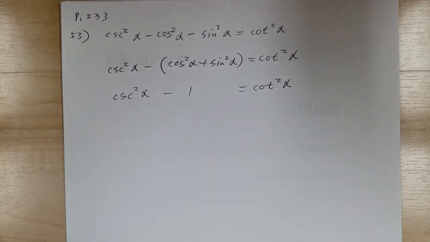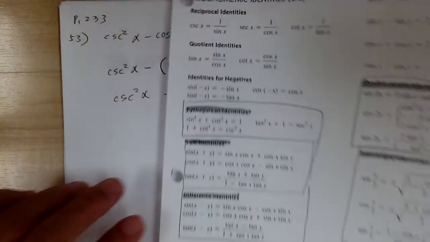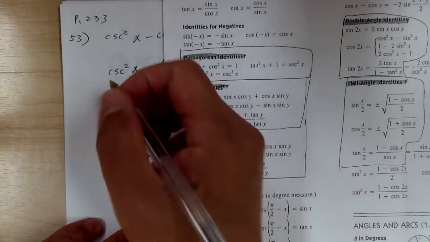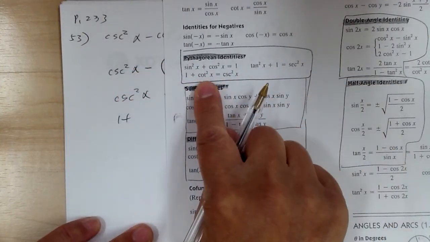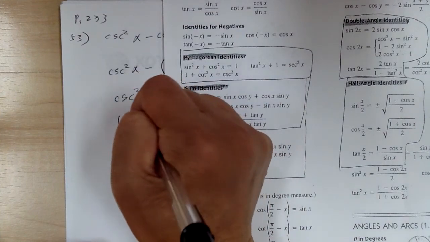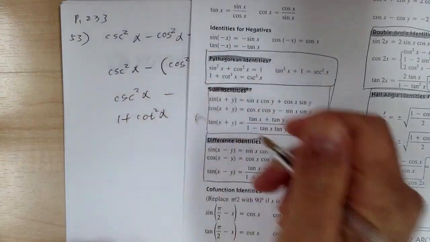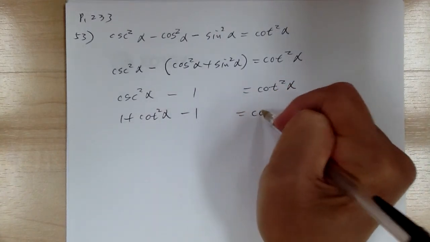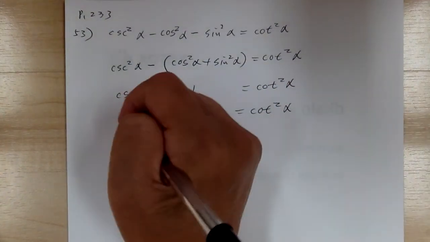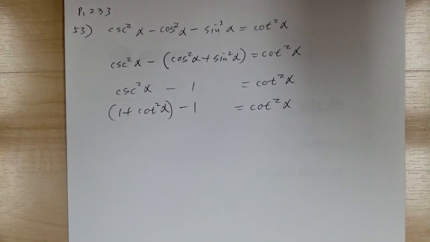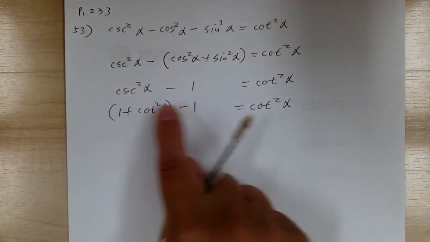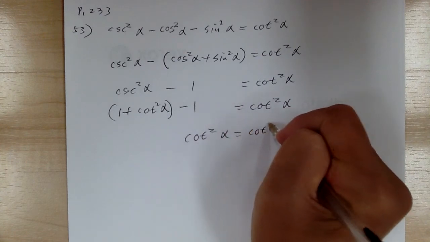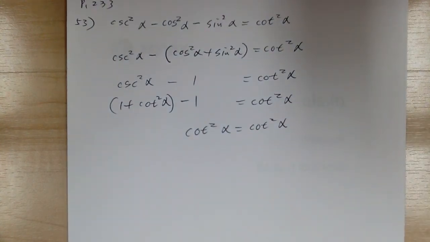Okay, now you're going to use the identity. Okay, use the cosecant identity. The cosecant square equal to 1 plus cotangent square. Okay, and minus 1 equal to cotangent square alpha. Okay, I'm going to put parentheses so you know what I substituted. And 1 minus 1 will cancel out, so you get cotangent square alpha equal to cotangent square alpha, and that's it.